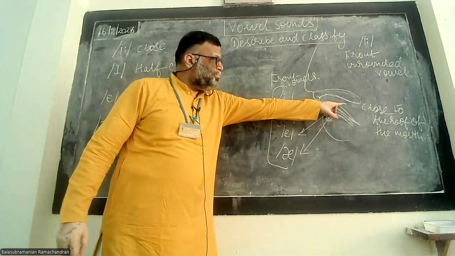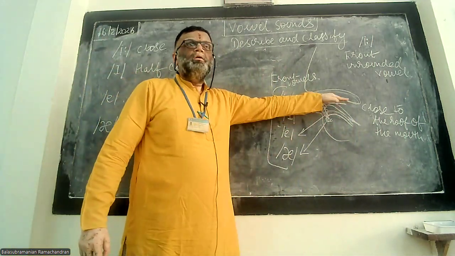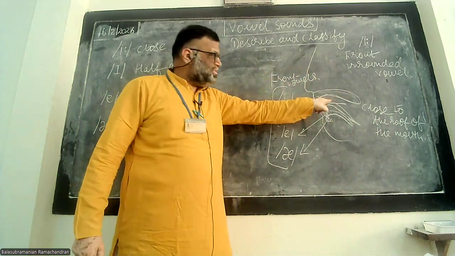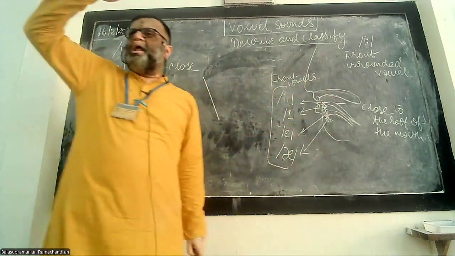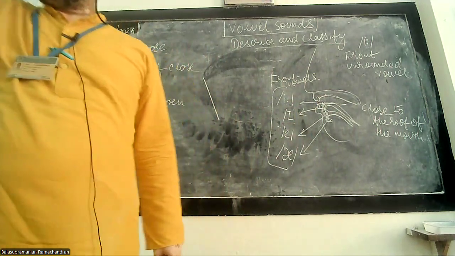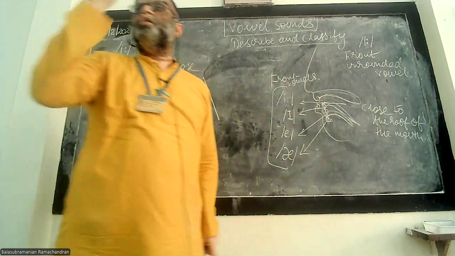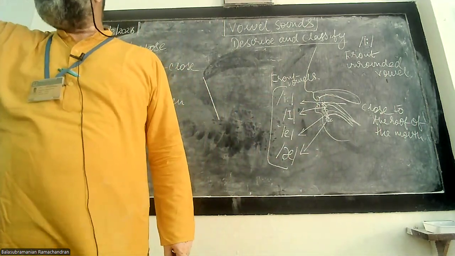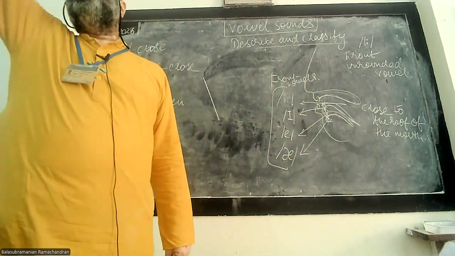All right. So what is this line? This line is a line beyond which the tongue will not rise. If the tongue rises beyond this line, I am producing a consonant sound. I have answered your question. It is close to this, it is close to that.